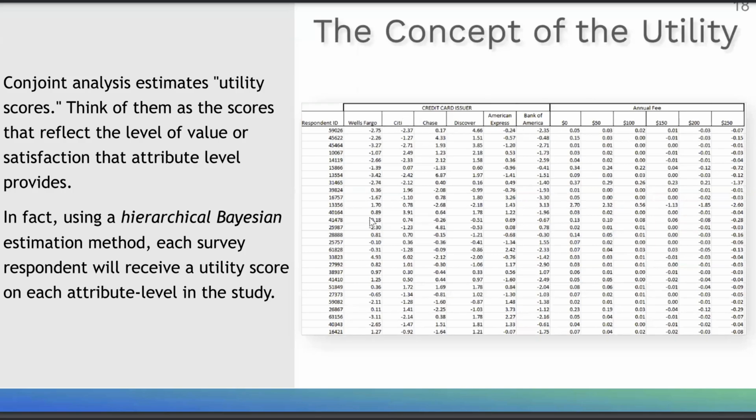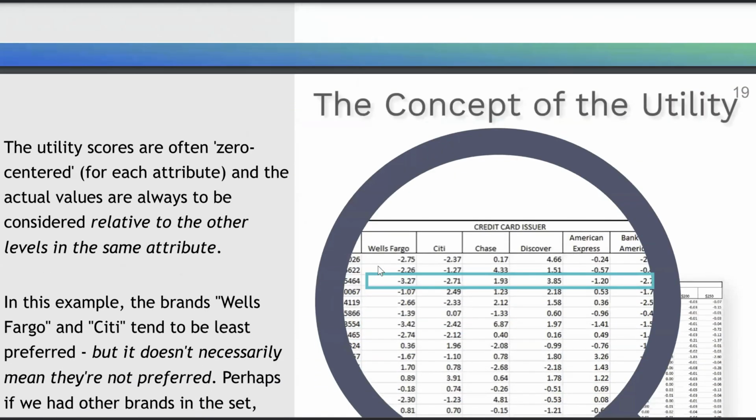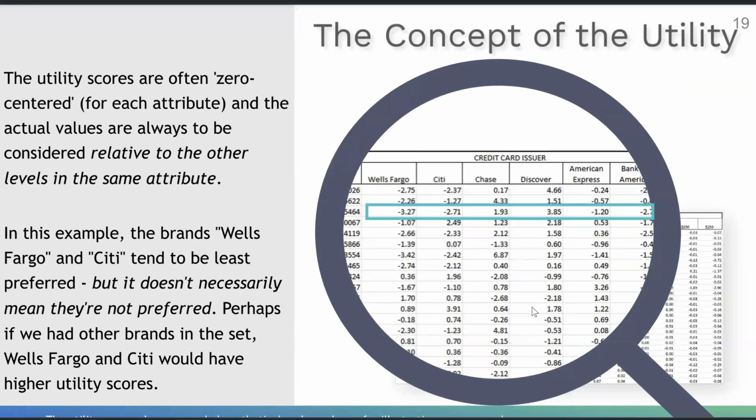Okay, so in this case, we're looking at the utilities for, let's say, a credit card, and the first attribute is the credit card issuer. It can be Wells Fargo, Citi, Chase, etc. There's another attribute, which is the annual fee for the credit card. And utility scores are calculated for every one of the respondents. Let's dive a little bit deeper. Let's put a magnifying glass over some of these numbers.